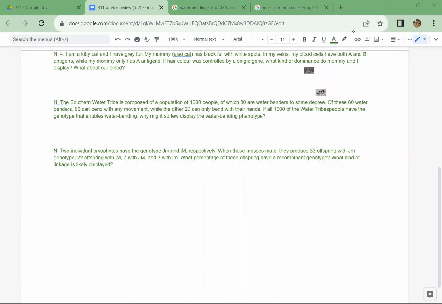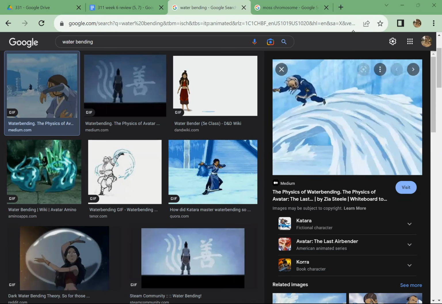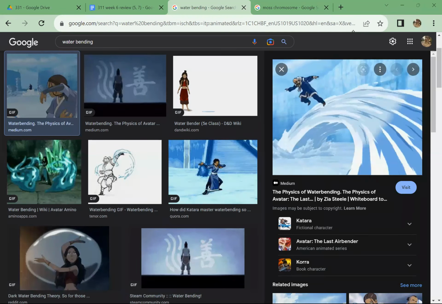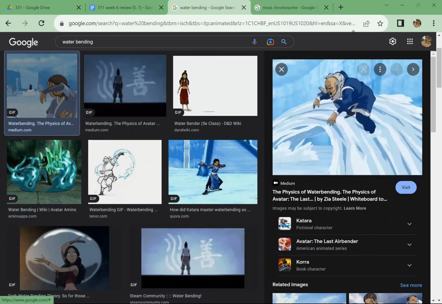So question 4, the Southern Water Tribe is composed of a population of 1,000 people, of which 80 are waterbenders to some degree. And if you're not familiar with Avatar or The Legend of Korra, this may also be confusing. Sorry about my funky examples. Actually, I'm not sorry. I love Avatar. But if you're unfamiliar, waterbending is a martial art where based on the flow of energy throughout your body, you can manipulate the different elements. And we see here Katara can bend with several of her different limbs, with her arms, her hands, and the master up here can bend with his feet.